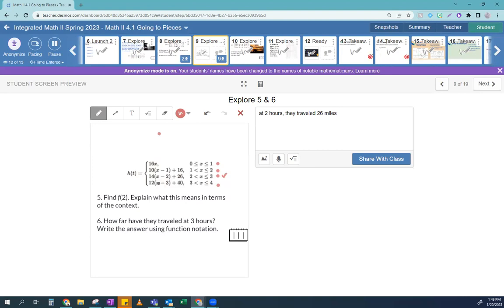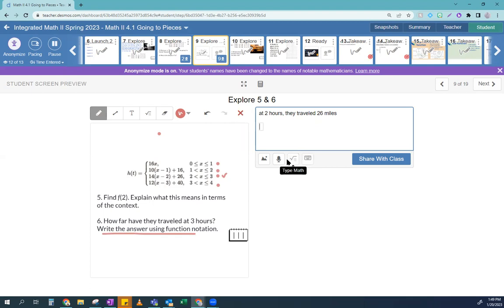Okay, so 3 minus 2 is 1. 1 times 14 plus 26, I think that's 40. So they said write the answer in function notation. So I'll push the little math button here. Oops, I'm going to put it down here. There's our alarm. Hurry up, Miss Johnson.